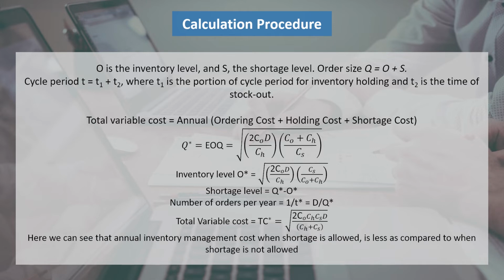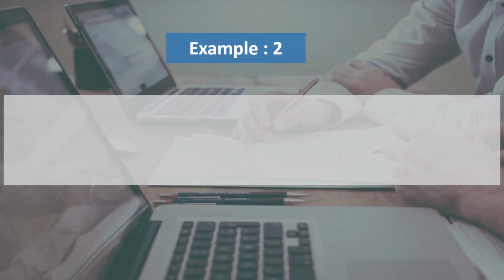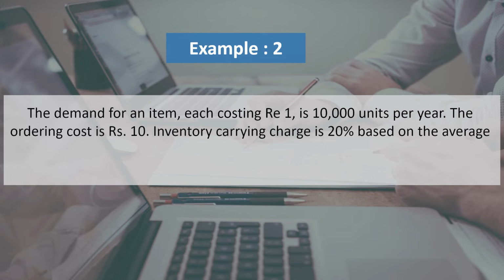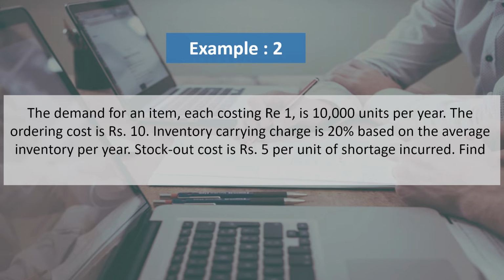So you can see that annual inventory management cost when shortage is allowed is less as compared to when shortage is not allowed. Look at the example through which you can understand how it is possible. The demand for an item, each costing rupees 1, is 10,000 units per year. The ordering cost is rupees 10. Inventory carrying charge or cost is 20% based on the average inventory per year. The stock out cost is rupees 5 per unit of shortage incurred.